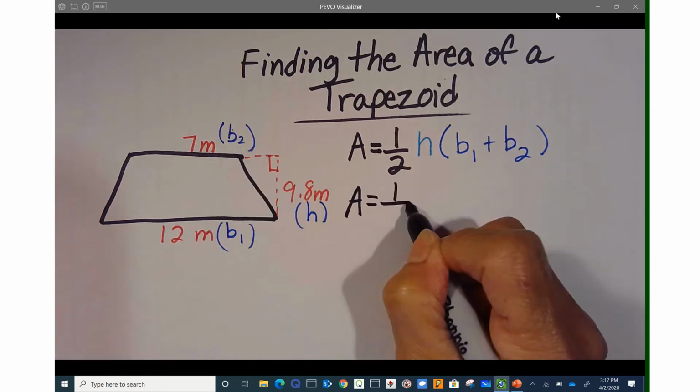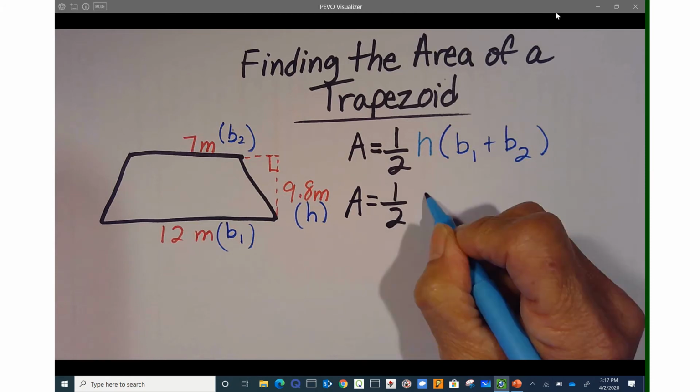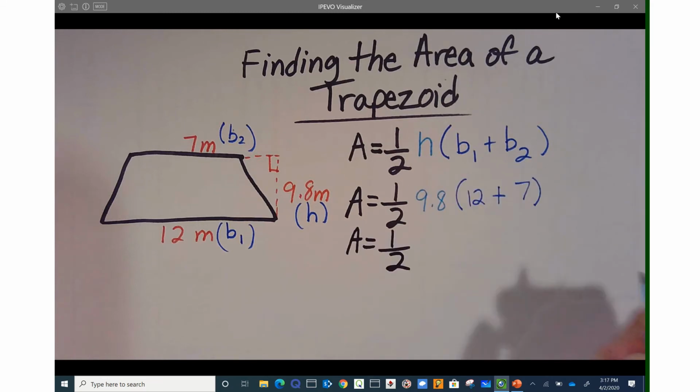Plugging in all our numbers as I mentioned, my height is 9.8. My B1 is 12 plus, because we're just bringing all this down, my B2 is 7. There we go. I'm going to go ahead and rewrite. Area equals 1/2 times 9.8 times, and I add these two, 12 plus 7 is 19.